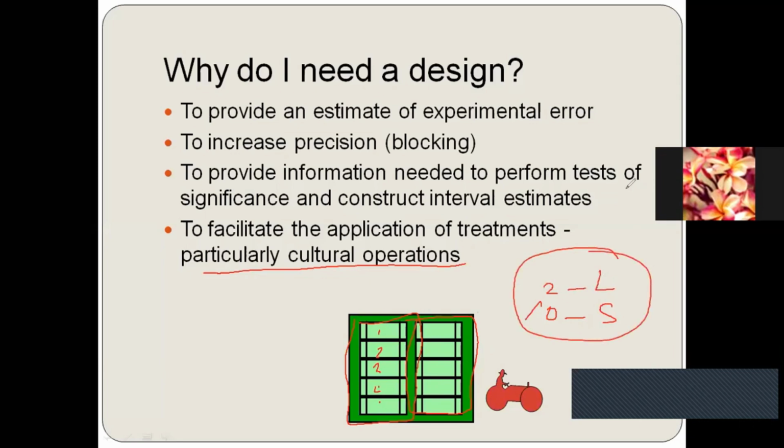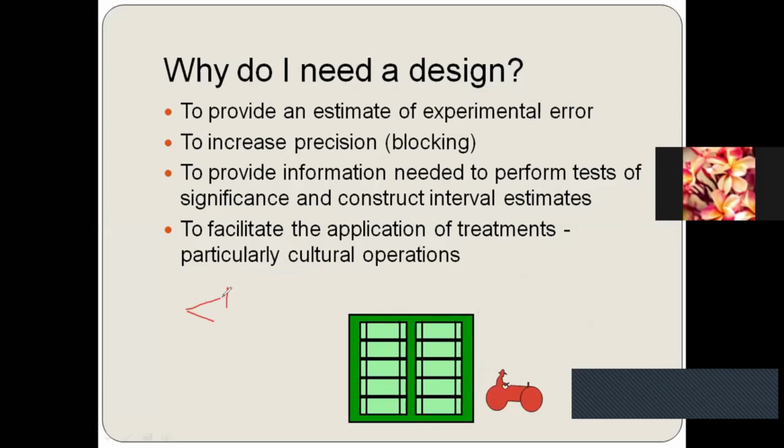So if the plot size differs, then the design also differs, right? Sometimes you need to have different plot sizes. For example, one treatment is using a tractor for a plowing experiment, and the other one is manual. So here, this green color I'm using for tractor, and the other one is for manual.